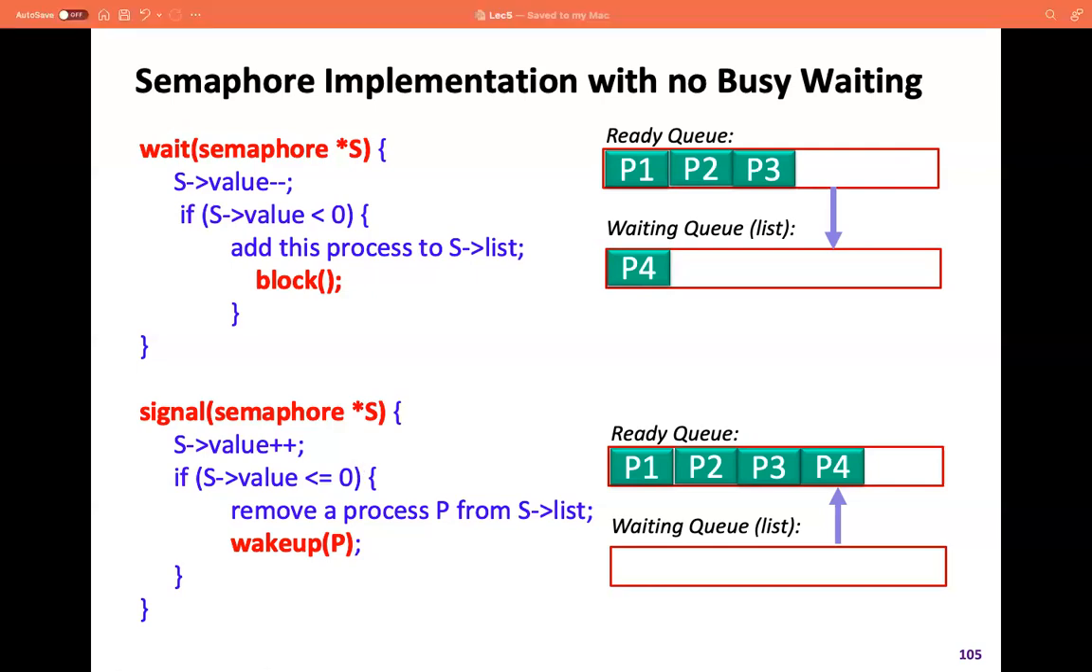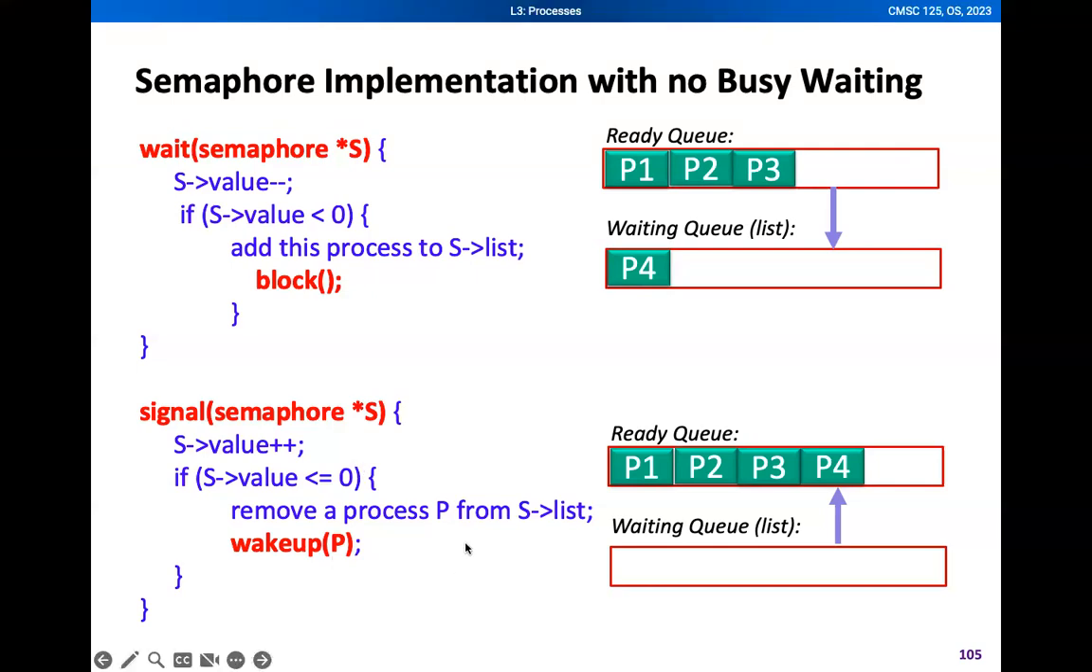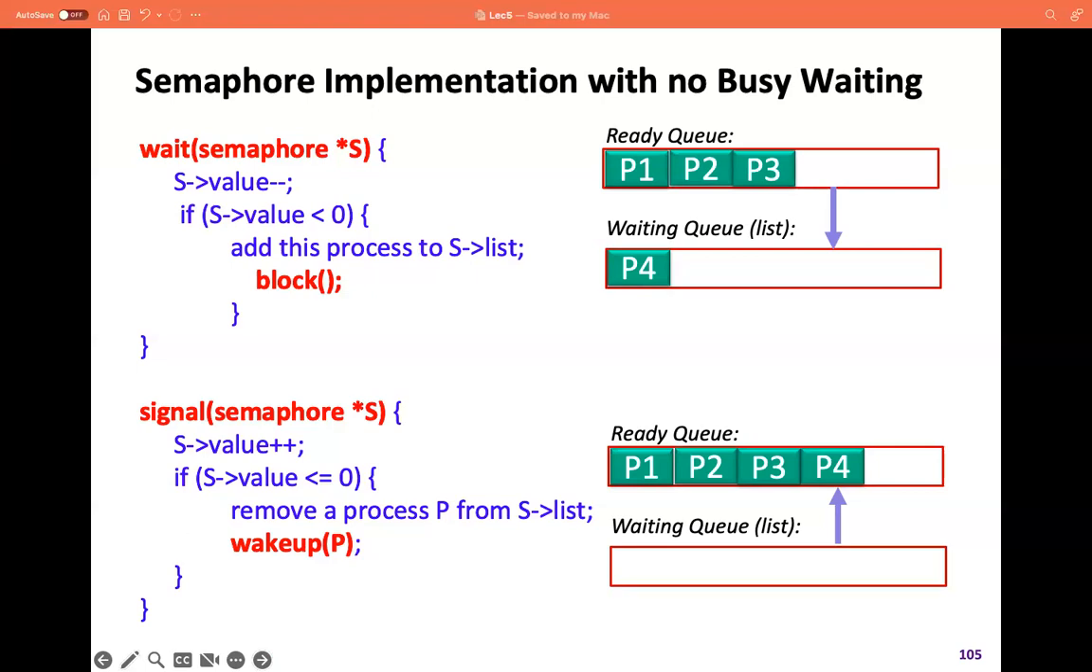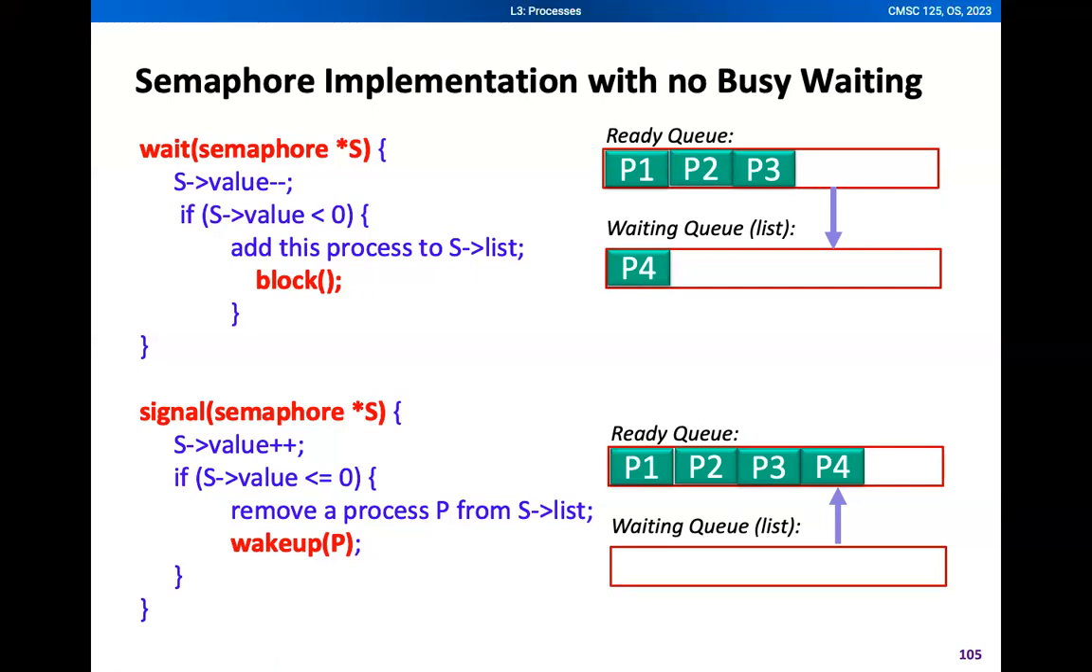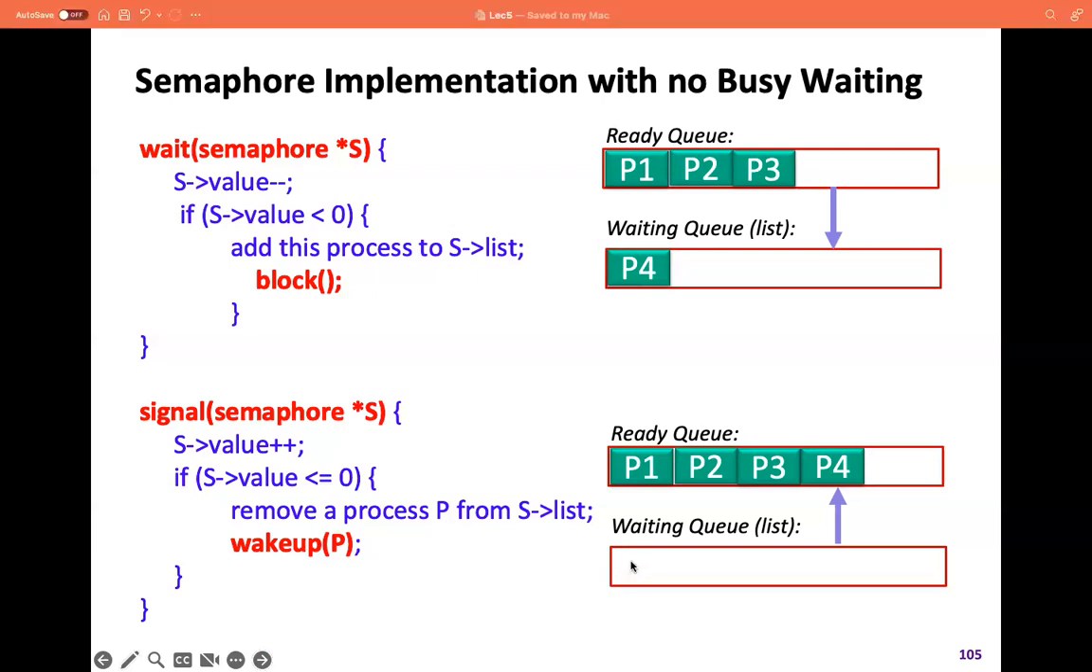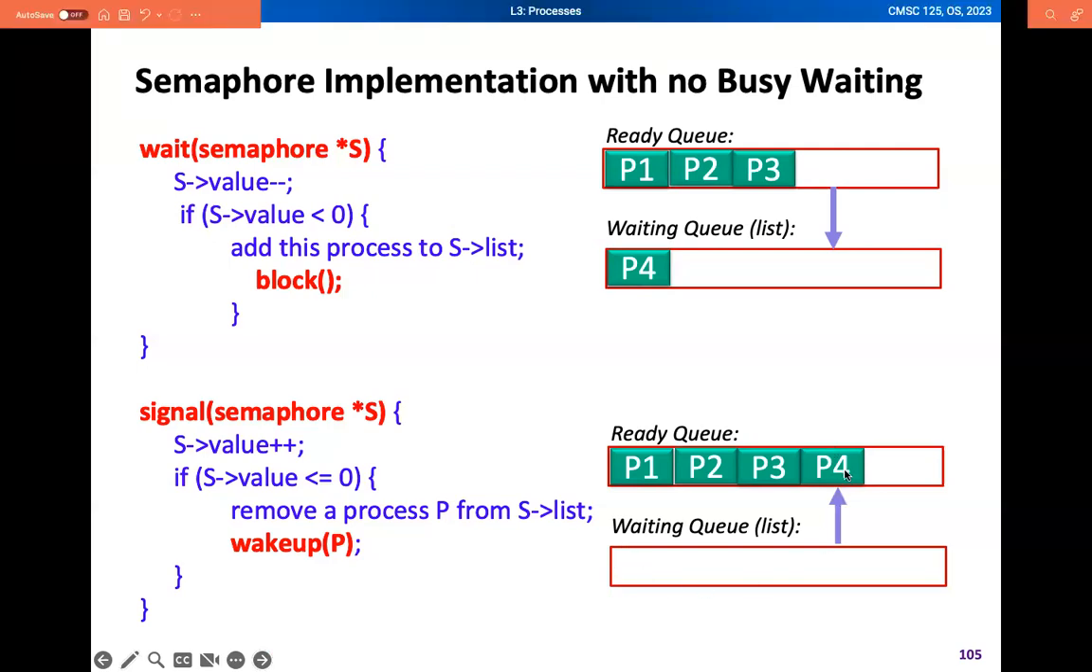then we are going to remove a process P from the S list. So we are going to remove that process from the waiting list, transfer it into the ready queue, and wake up that process. So essentially, the P4 is no longer suspended and it may now execute. Okay, and it is up to the CPU to choose which one of these processes to execute first.